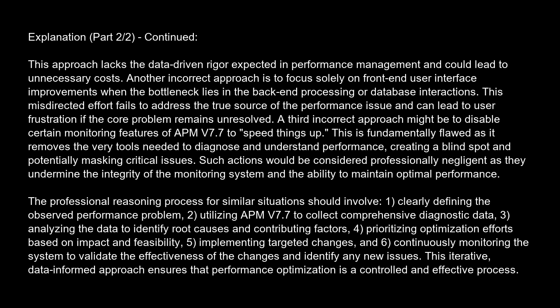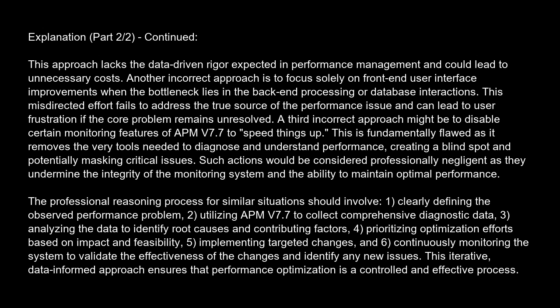Another incorrect approach is to focus solely on front-end user interface improvements when the bottleneck lies in the back-end processing or database interactions. This misdirected effort fails to address the true source of the performance issue and can lead to user frustration if the core problem remains unresolved. A third incorrect approach might be to disable certain monitoring features of APM v7 to speed things up. This is fundamentally flawed as it removes the very tools needed to diagnose and understand performance, creating a blind spot and potentially masking critical issues.